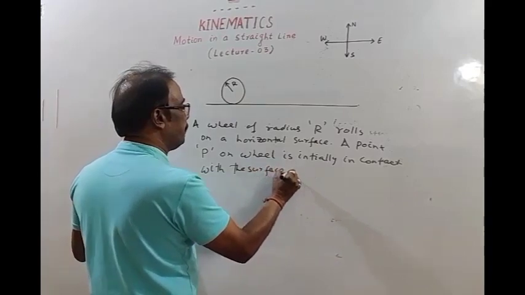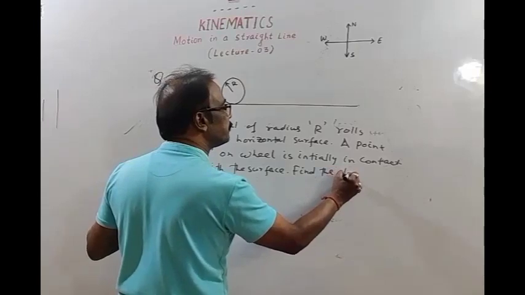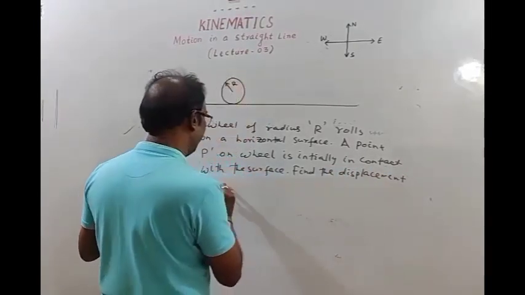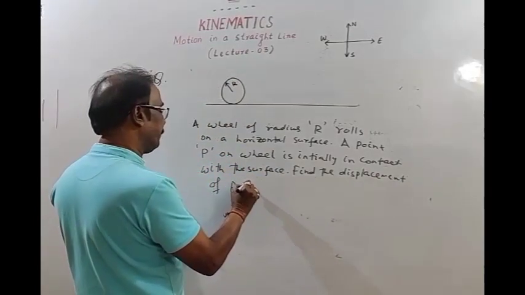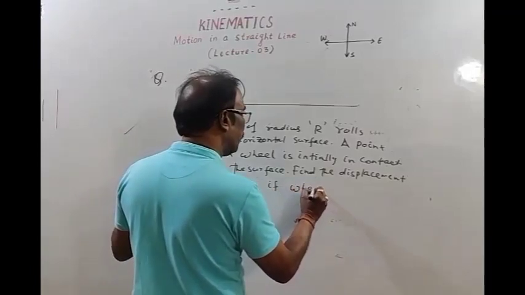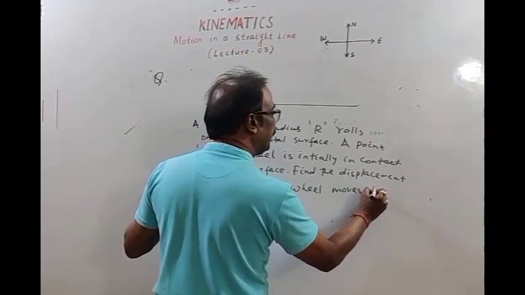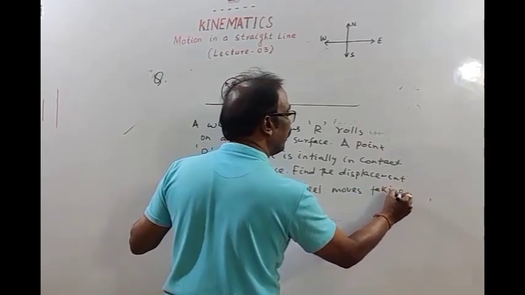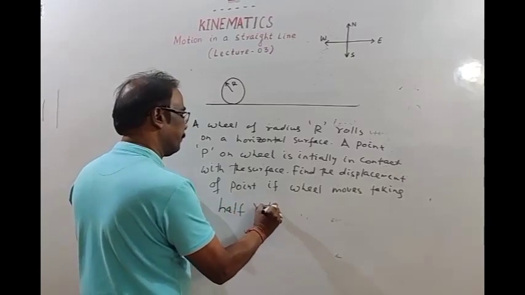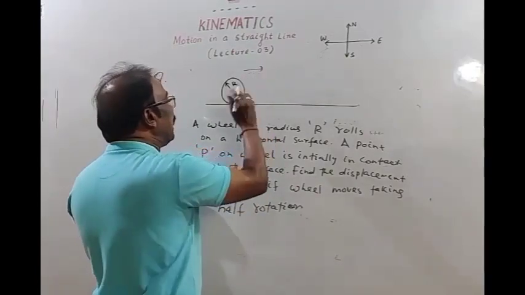Find the displacement of point P if the wheel moves taking half rotation. The wheel moves forward, taking half rotation.